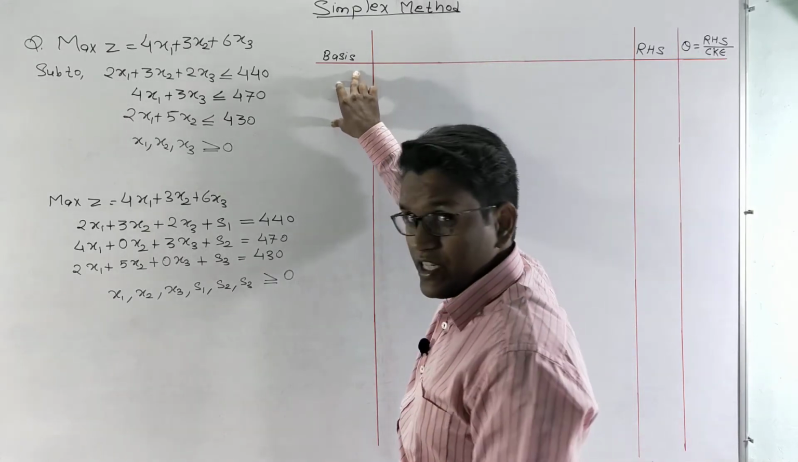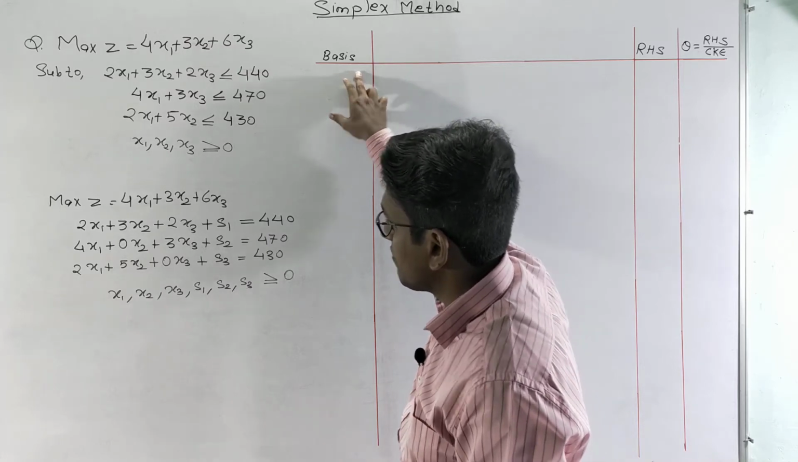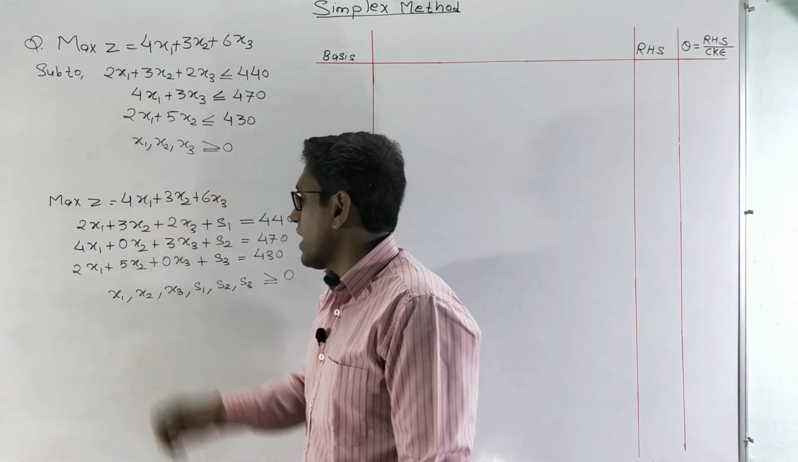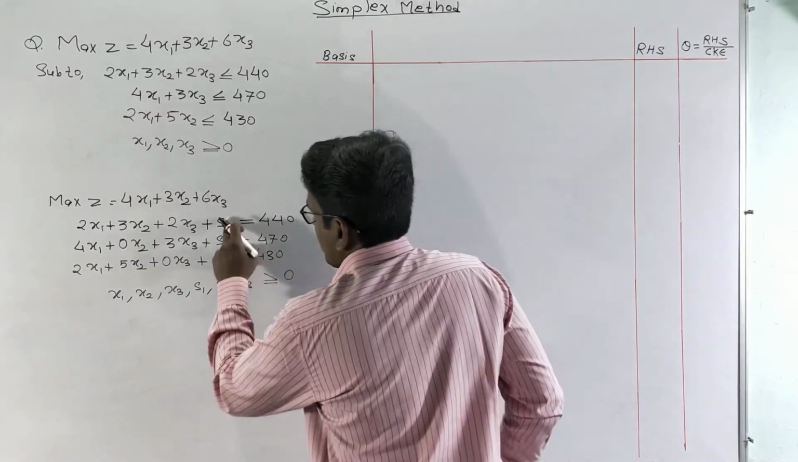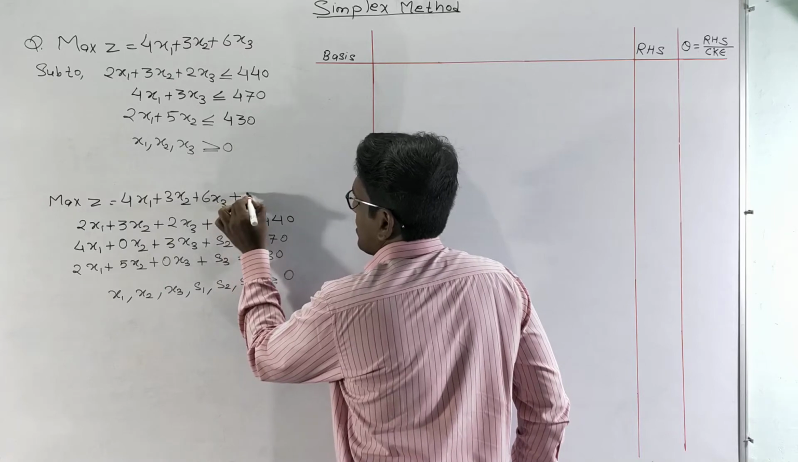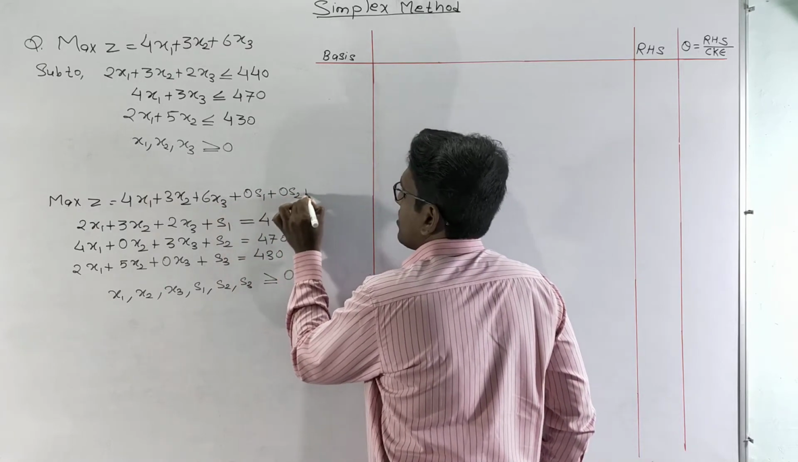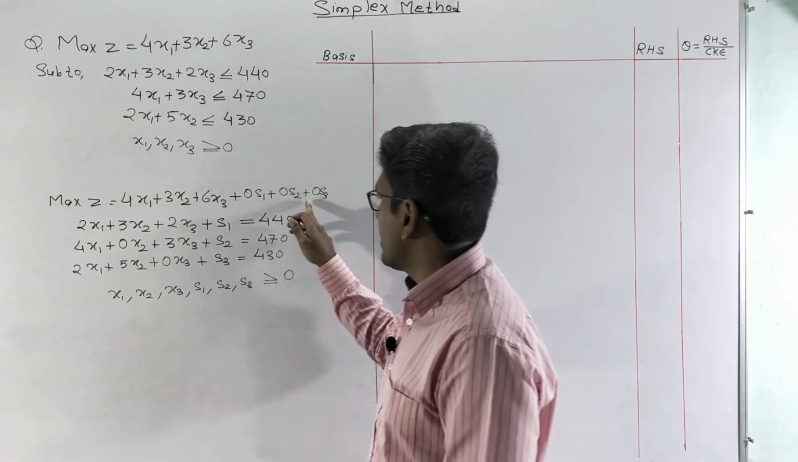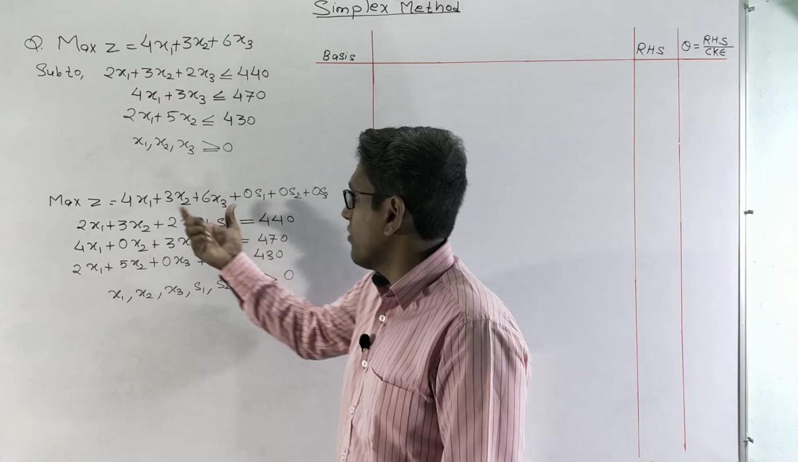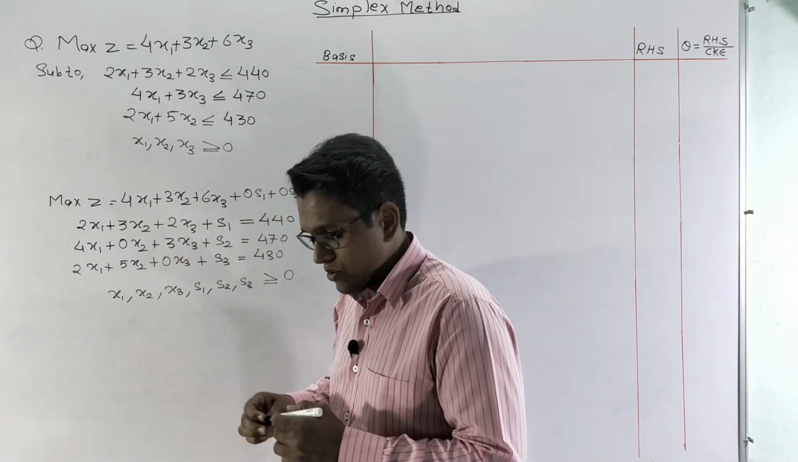To find the initial basic feasible solution, we'll put the value of x1, x2 and x3 as 0, and I must write here the contribution of s1, s2 and s3 in the objective function: 0 s1 plus 0 s2 plus 0 s3. And why is it so? So that it will not affect our objective function, so their coefficients have become 0.